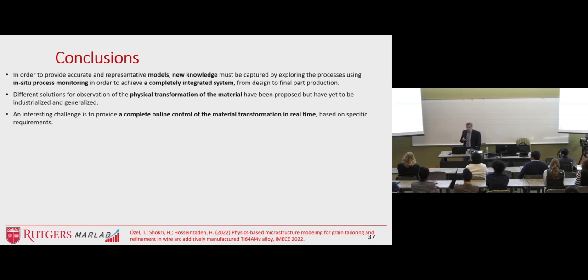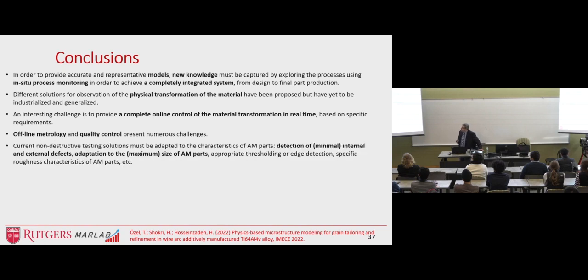One interesting challenge is to provide a complete online control of the material transformation in real time. And offline metrology is also needed, specifically developed for metal additive manufacturing. A lot of parts with intricate geometries, internal surfaces cannot be measured easily. So computer tomography type of techniques are needed for quality control. And also, as I mentioned, detection of the internal and external defects in the various different sizes of additive manufacturing parts. The quick measuring of all of these defects in-situ, ex-situ are needed.